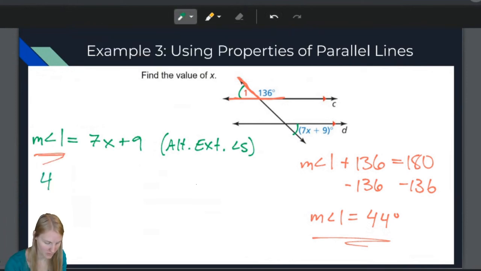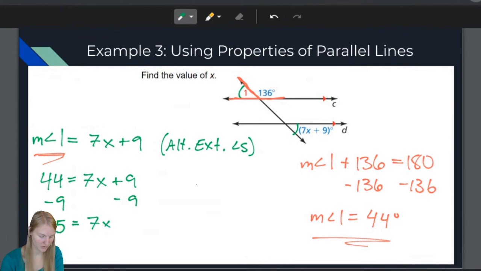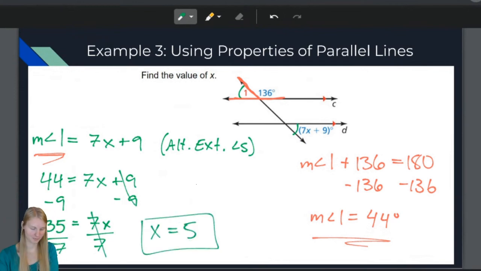So 44 equals 7x plus 9. Minus 9 is 35? Yes. 35 equals 7x. Divide by 7 on both sides. And we get that x is 5.